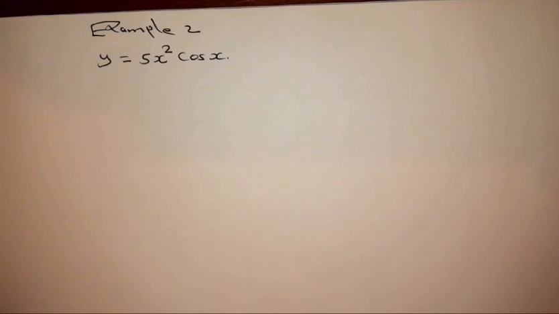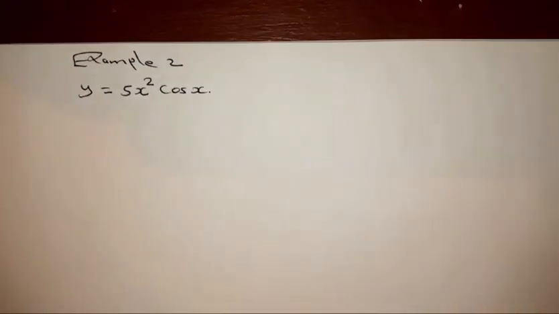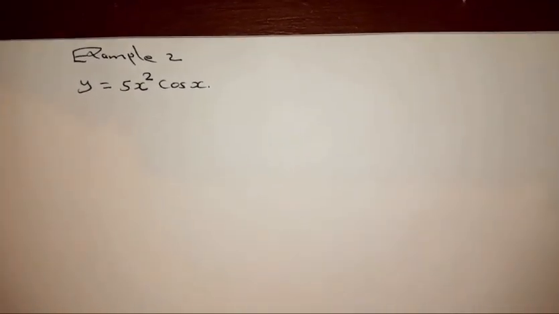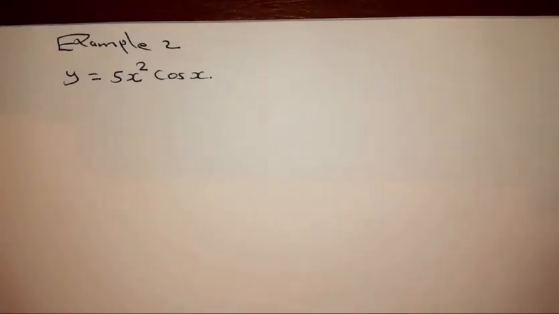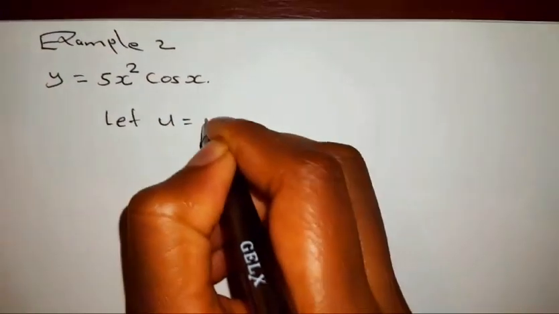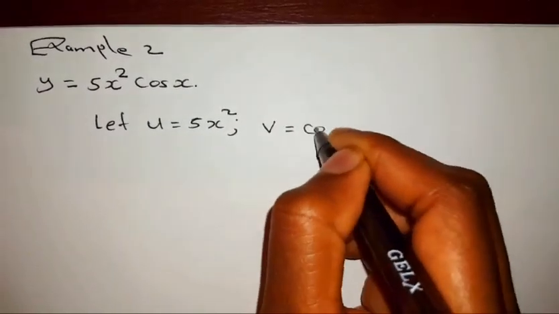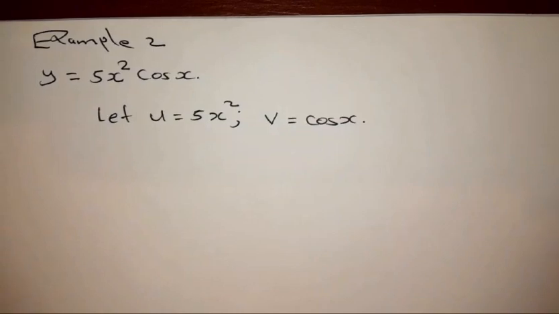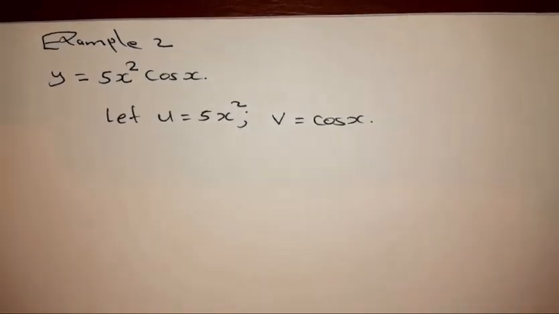Another example where we have a function y equals 5x squared multiplied by cos x. Here we have a function expressed as a product of two terms. To solve, we shall go ahead and let the first term be u and the second one be v, and find the derivative of these two separate functions that we have obtained.